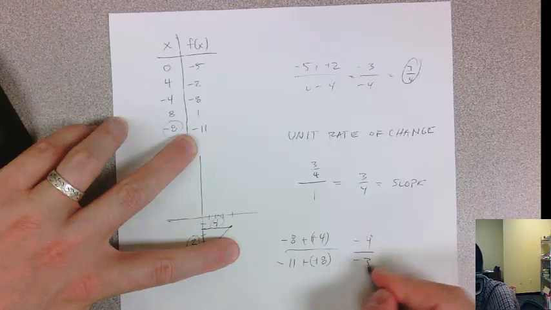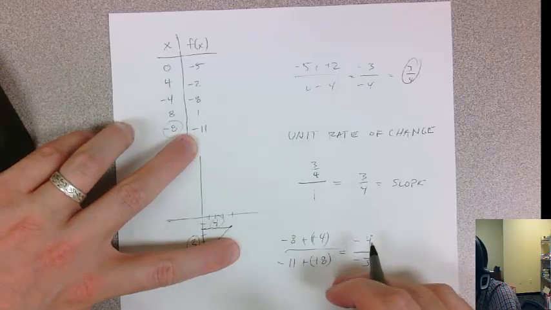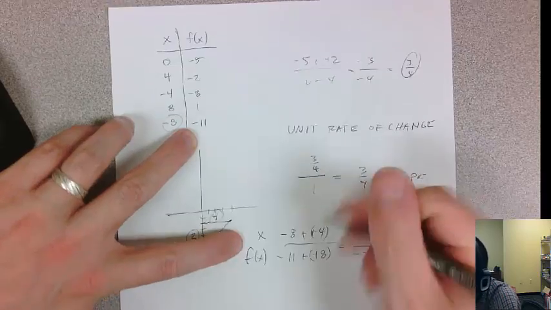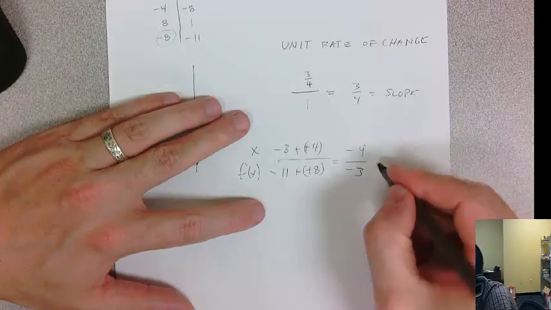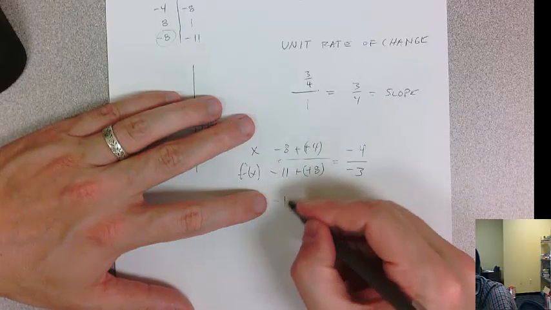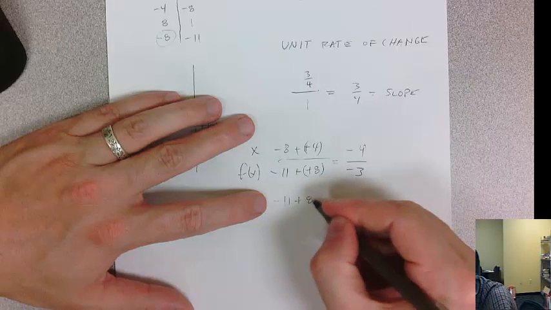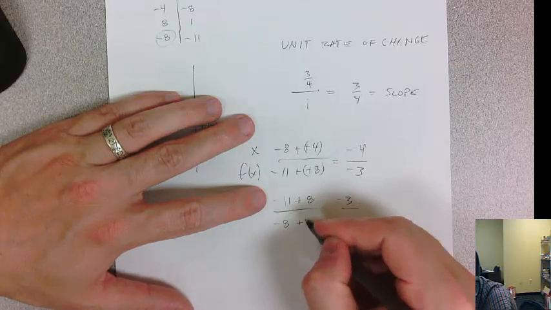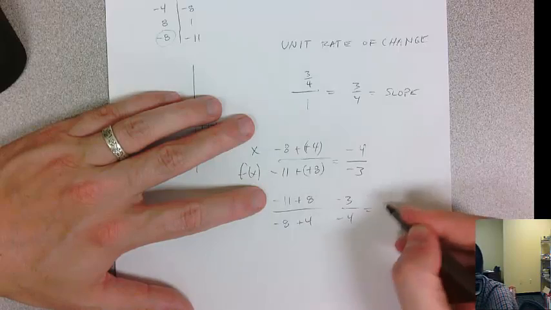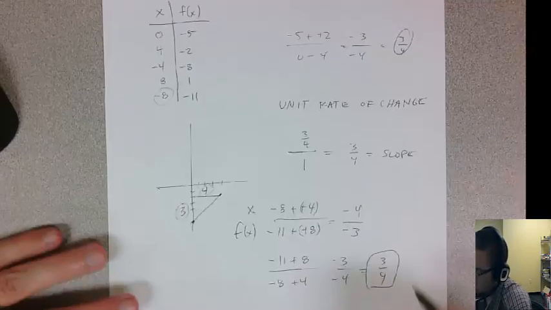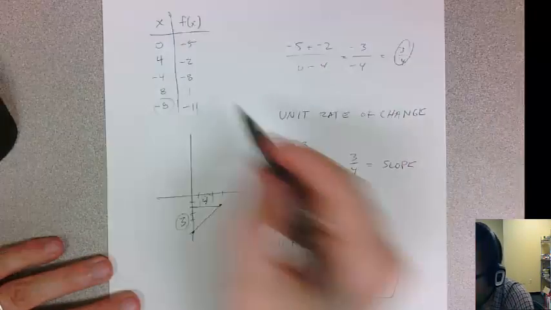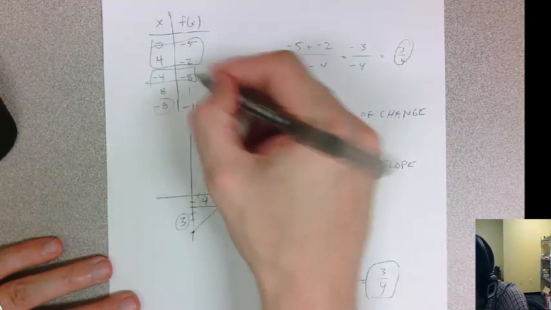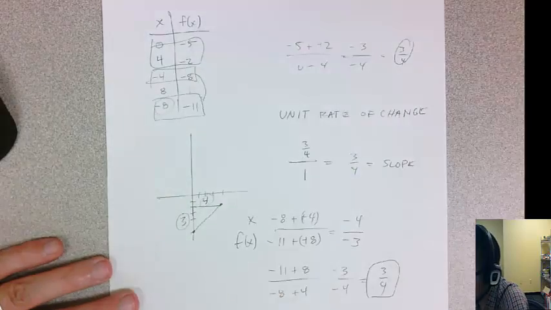You have to be sure about what you're comparing. So these are my x values and these are my f of x values. So I need to flip that whole fraction over. And if I were to do that, I would get it the right way. Okay, so it looks like, at least when I compare those 2 points and these 2 points, I do have a constant rate of change.